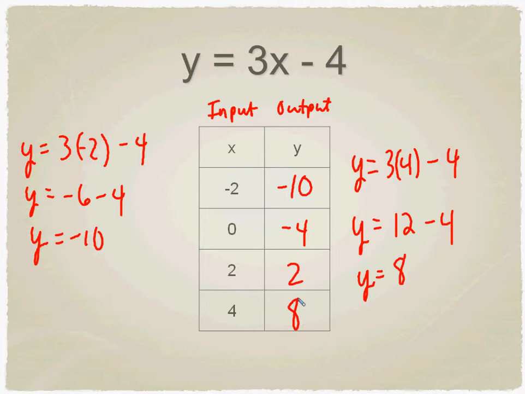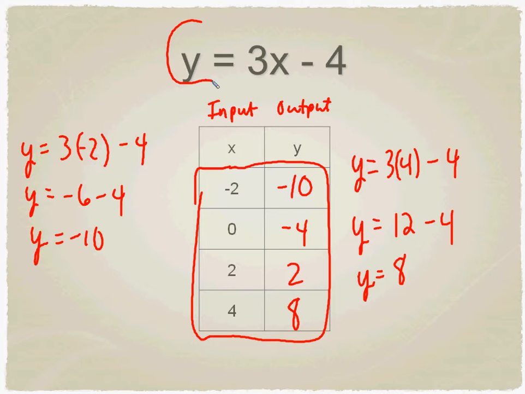So this set of ordered pairs is a relation, rather it is a function, because every value in the domain is paired with exactly one value in the range. And don't forget that this equation is representing this entire set of ordered pairs. So we begin to think of y equals 3x minus 4 as the function that represents this set of ordered pairs.